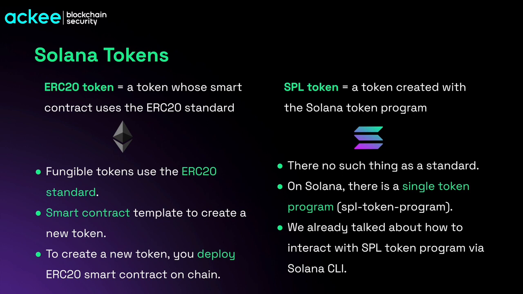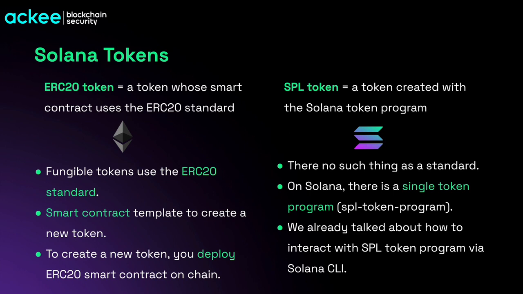So to briefly introduce Solana tokens compared to, for example, Ethereum tokens. On the Ethereum side, we have ERC20 tokens, and that is a token whose smart contract uses the ERC20 standard. All of the tokens on Ethereum, if you want to use the standardized functions, follow the ERC20 standard. If we want to create a token on Ethereum, we can use a smart contract template to create a new token. That means that every token on Ethereum is a separate smart contract, and to create a new token, we need to deploy an ERC20 smart contract on chain.